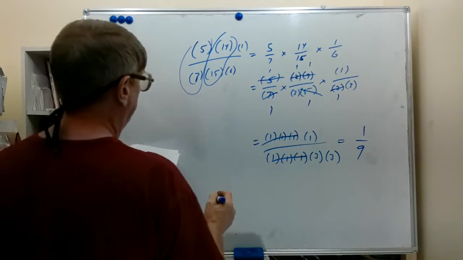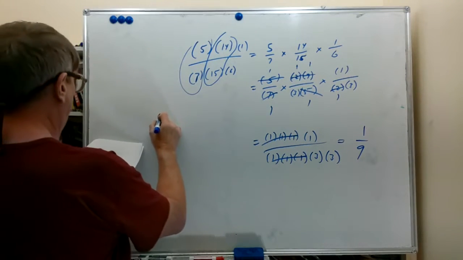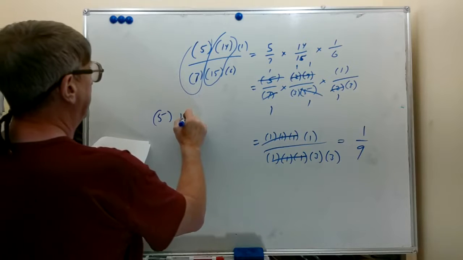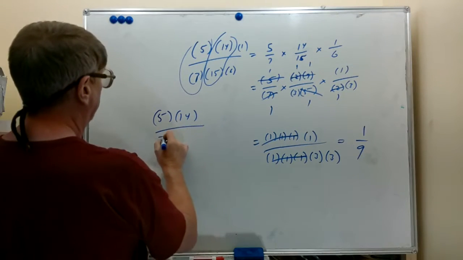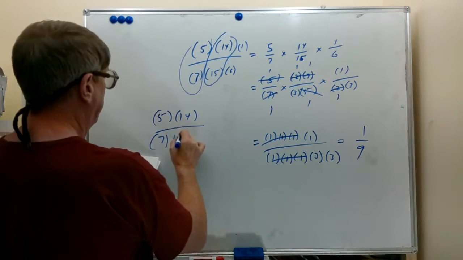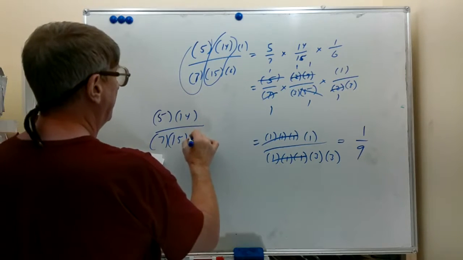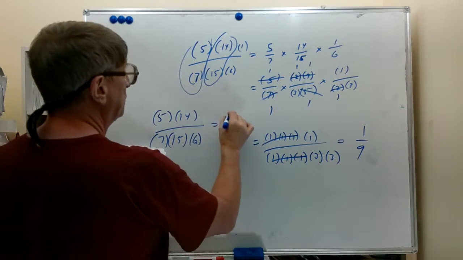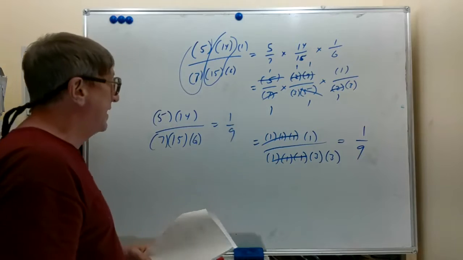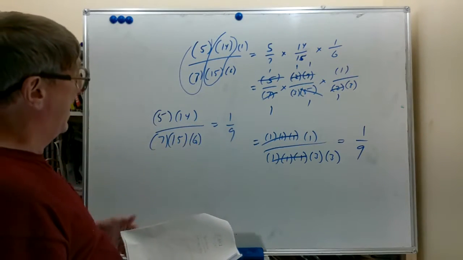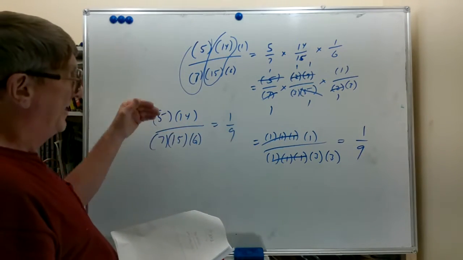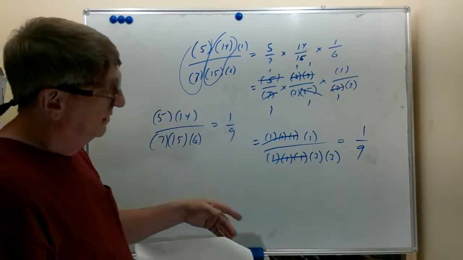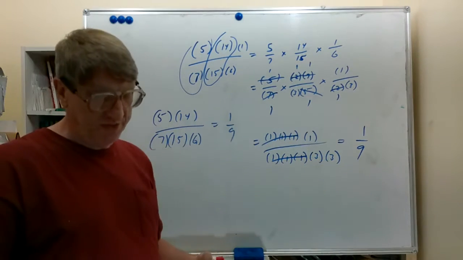So this funny thing we started out with here, which was 5 times 14 over 7 times 15 times 6, was equal to 1/9. And we did that by factoring these further and canceling the common factors from the numerator to denominator, which made it easier to work with, not a lot left.